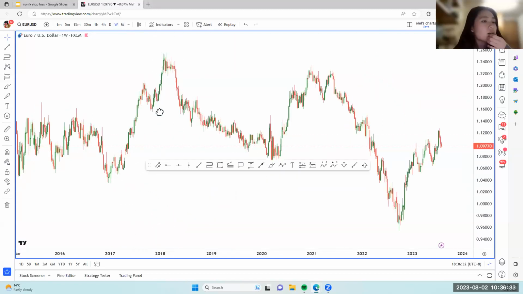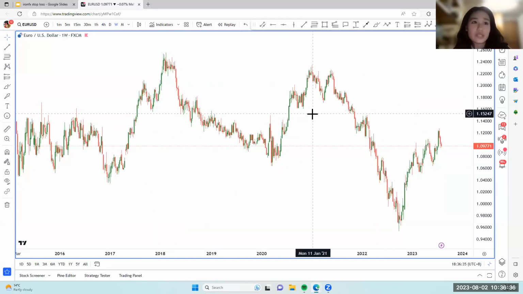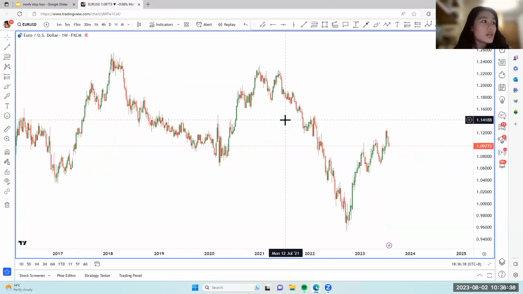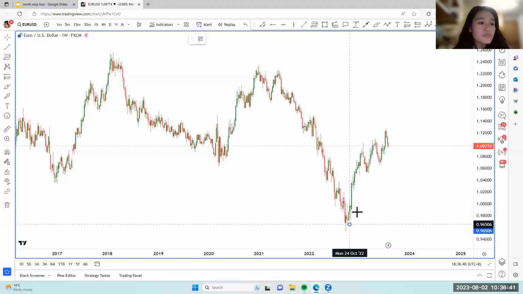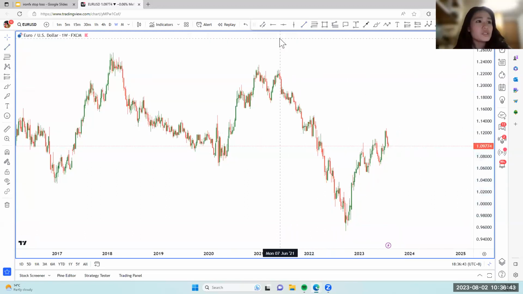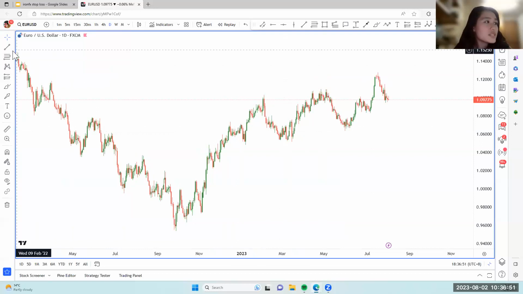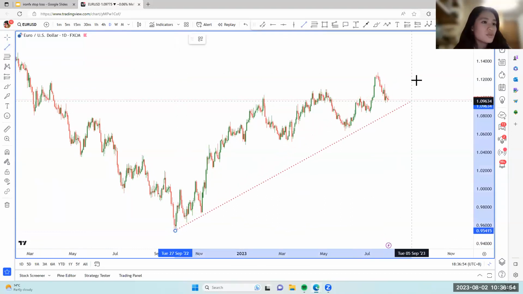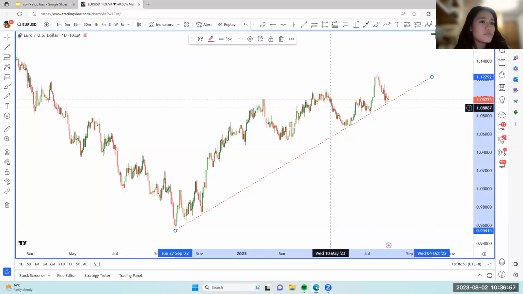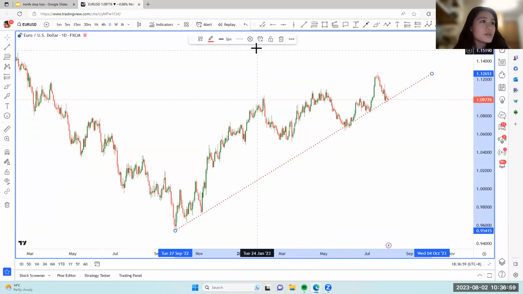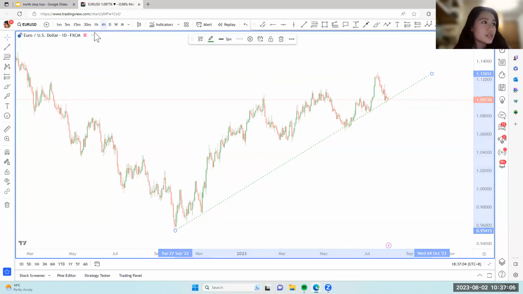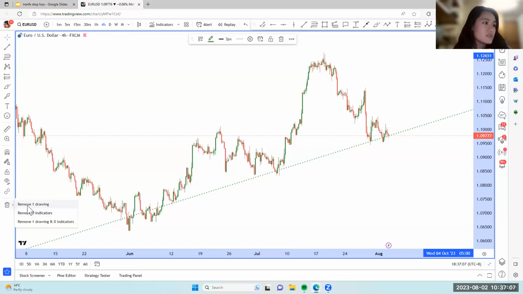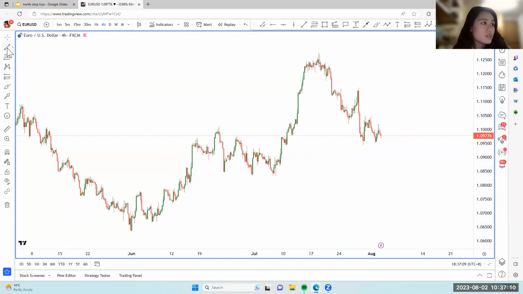So we typically like to start on the higher time frames and then work our way down. Here on the weekly time frame, we have a pretty bullish trend. It looks like price is moving upwards in the general direction. On our daily as well, we have an ascending trend line. So both weekly and daily time frames are giving us pretty bullish trends. Now let's take a look at our 4-hour time frame.